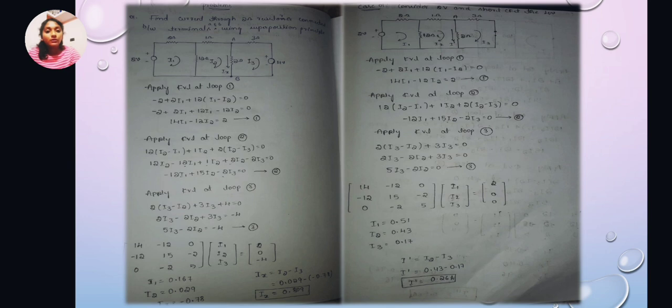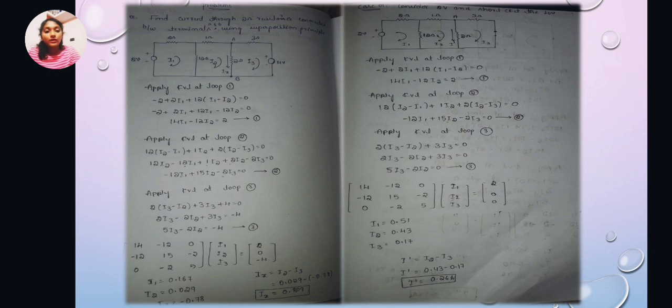Next, apply KVL to loop 2. So 12 into (I2 minus I1) plus 1 I2 plus 2 into (I2 minus I3) equals 0. So 12 I2 minus 12 I1 plus 1 I2 plus 2 I2 minus 2 I3 equals 0. So minus 12 I1 plus 15 I2 minus 2 I3 equals 0, and we will consider this as equation 2. Next, apply KVL to loop 3. So 2 into (I3 minus I2) plus 3 I3 plus 4 equals 0. So 2 I3 minus 2 I2 plus 3 I3 equals minus 4.